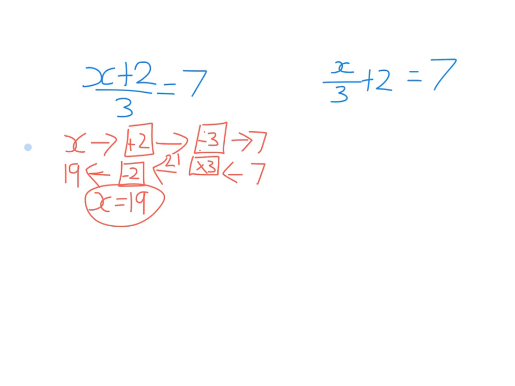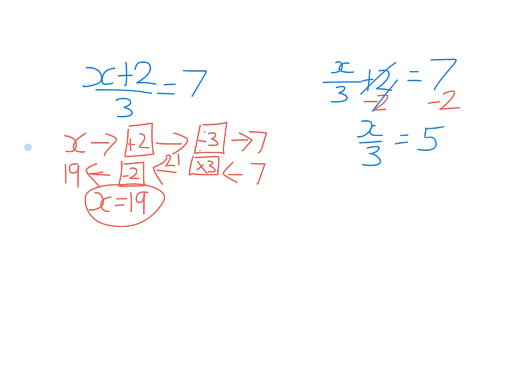So let's do the right-hand one using the balance method. I'm going to get a different answer because the order of operations is different. In this one, because I divided by 3, then added 2, my first step is I need to subtract 2. And if I subtract 2 from the left-hand side, I must subtract 2 from the right-hand side. So I get x over 3, the 2's cancel each other out, equals 7 minus 2, which is 5.